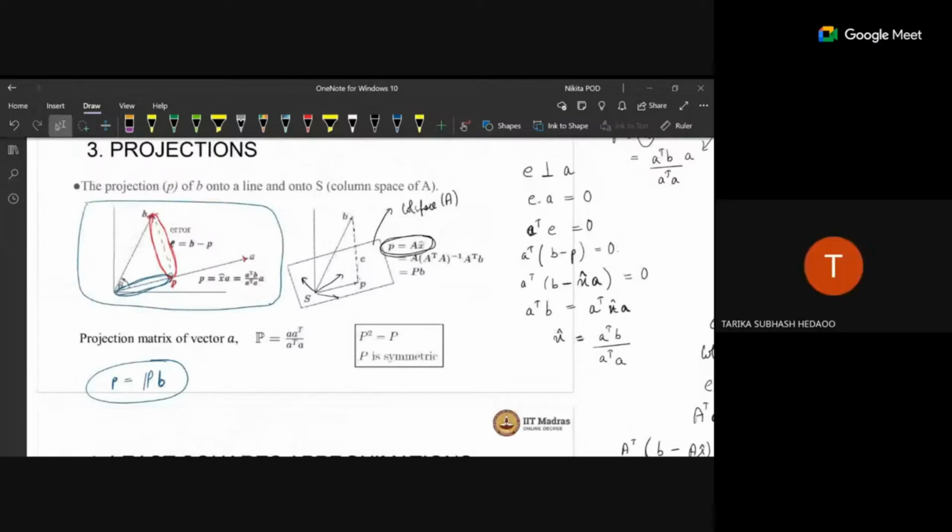5, 10. Then what will you say for the projection of B on A? Projection of B on A will be... Yeah, because the projection matrix for both the vectors will be different, right? For A it will be different and for B it will be different. So if it falls on B, then whatever falls on this, we can do it half. But the same is not applicable for A, right? Because for vector A, the matrix will be different.